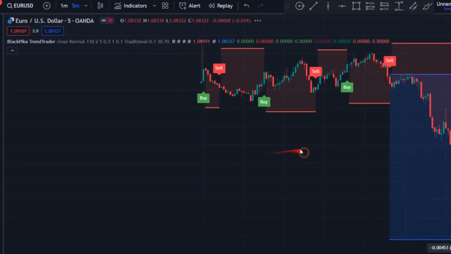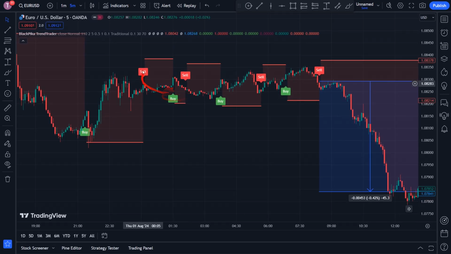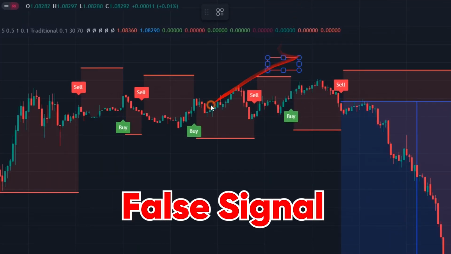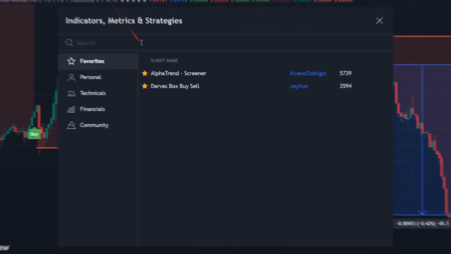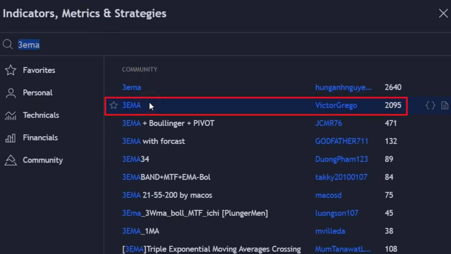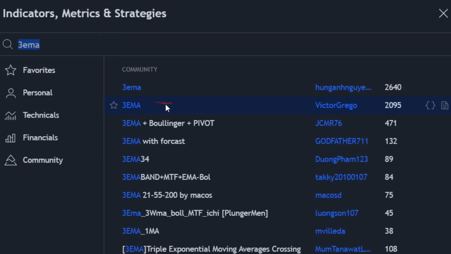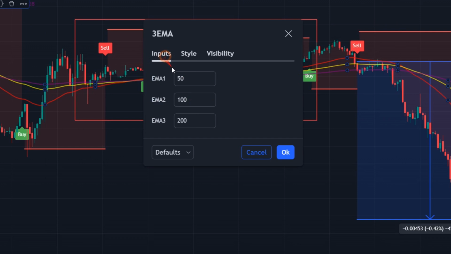Note that this indicator might provide you with very good profits at many times, but sometimes it also generates false signals that cause losses. So I suggest adding a second indicator to the chart to prevent these losses. For this, go to the indicator tab and search for 3EMA. Once you find it, click on it to add it to our chart. Now we need to go into its settings and make the changes we want to make it suitable for our use.